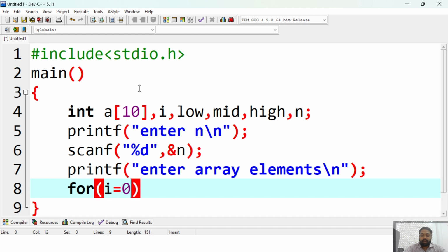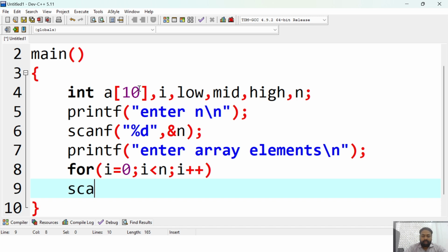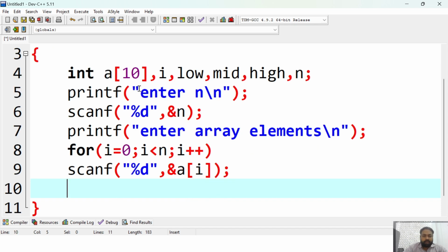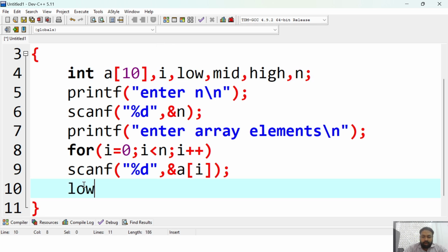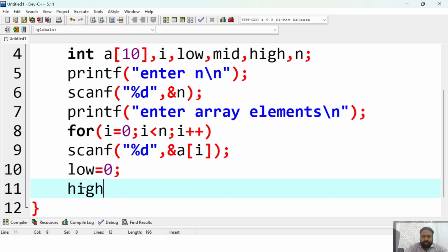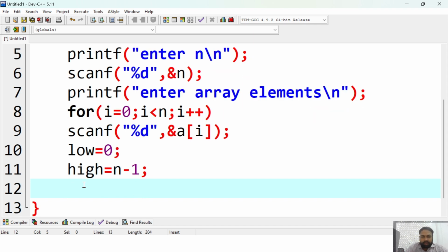Now for reading the elements into the array, we need a for loop: for i equals 0, i less than n, i plus plus, scanf("%d", &a[i]). So reading the elements is done. Now low, mid, high are there. So I am taking low as 0, as per the diagram, the 0 index is low, and the high index is nothing but n minus 1. The last index of the array is n minus 1, array size minus 1. So this is the logic, low and high you need.